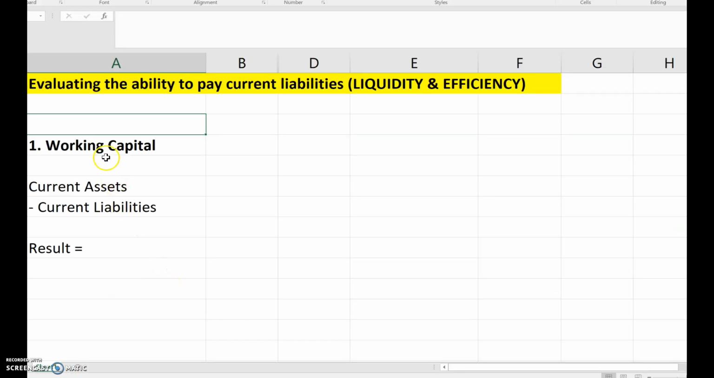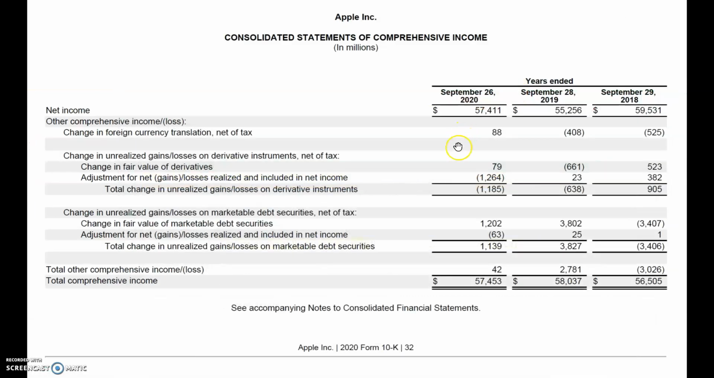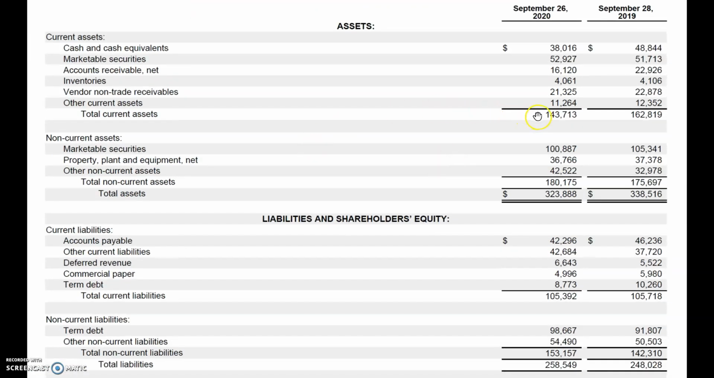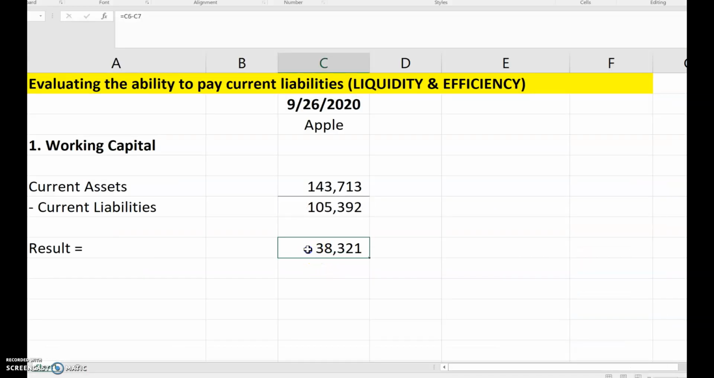So the first thing we want to calculate is working capital, right? We use our current assets to pay off our current liabilities, and our working capital is what's left over. So we want to go to the balance sheet. So when we go to Apple's balance sheet, here we go, we can see the current assets are $143,713. The current liabilities are $105,392. So when we subtract, we can see after we use our current assets to pay off our current liabilities, we're still going to have $38,321.